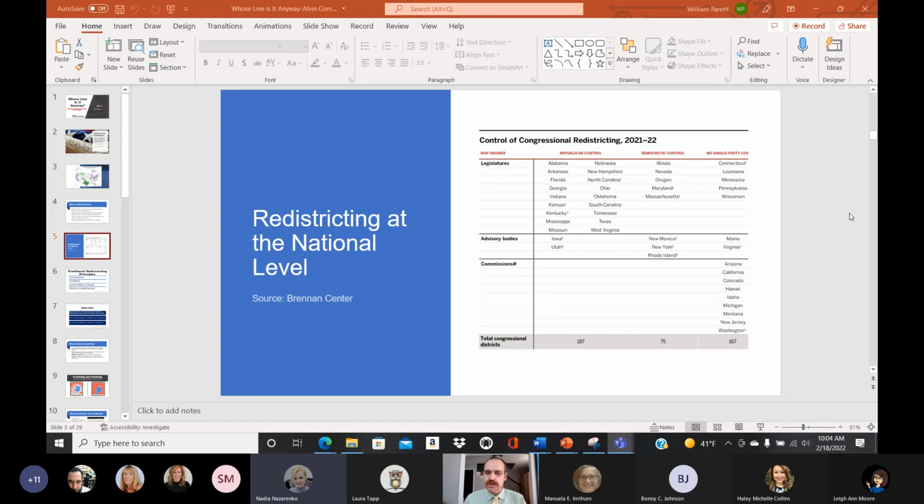And we can see that in some states, we have advisory bodies that are in control of redistricting, and some states have commissions. When we talk about commissions or advisory bodies, oftentimes they are nonpartisan. Oftentimes, when we specifically talk about commissions, their objective is not to benefit one political party or another. It's just simply to draw districts that are competitive in nature.